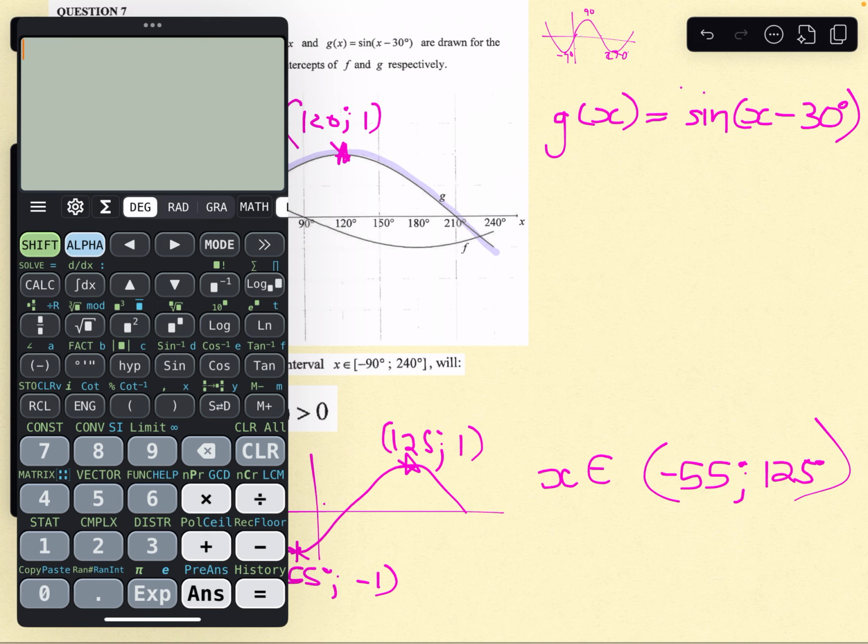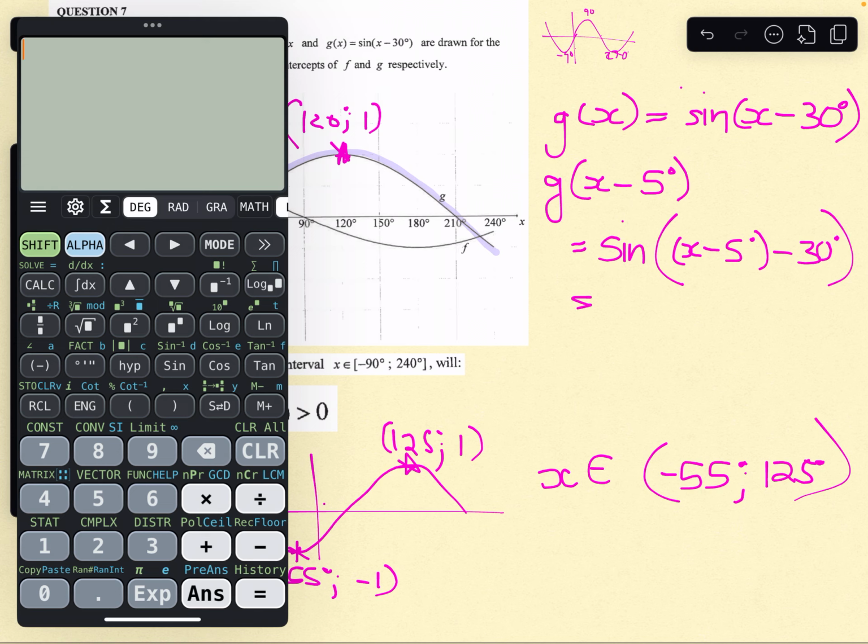And then we know that g of x minus 5 is the same as sine of x minus 5. Just going to be super cautious here with all our operations, which is the same as sine of x minus 35.